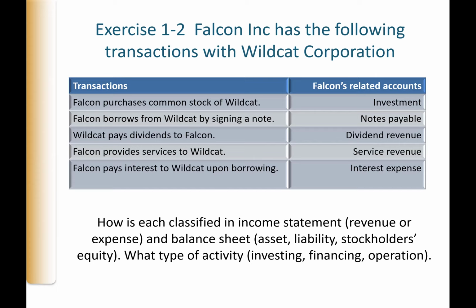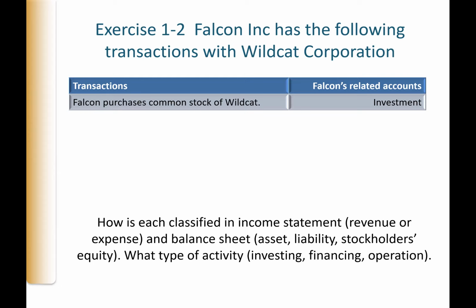Okay, so when we've got Falcon purchases common stock of Wildcat, what's happening here is Falcon's a company. And Falcon is choosing to purchase an investment in another company. This is where basically Falcon is taking its resources and investing in another company. So this is a long-term asset, an investment into another company. Whenever they use long-term assets to buy or sell, it is going to be an investing activity. So the account that we use to record this investment, it's called an investment, it's an asset. And the activity is an investing activity.